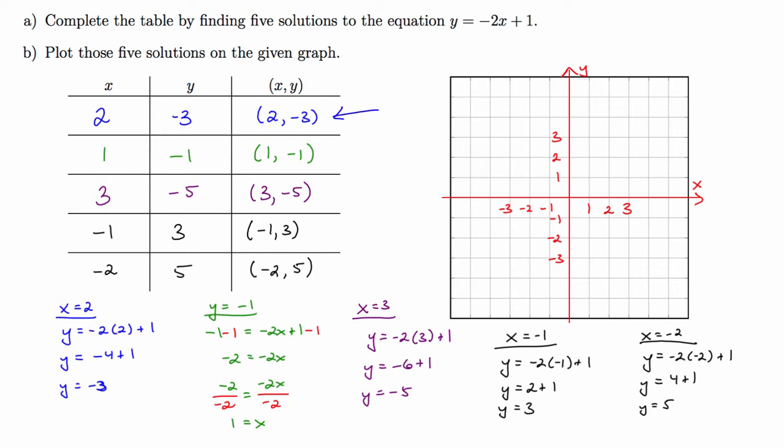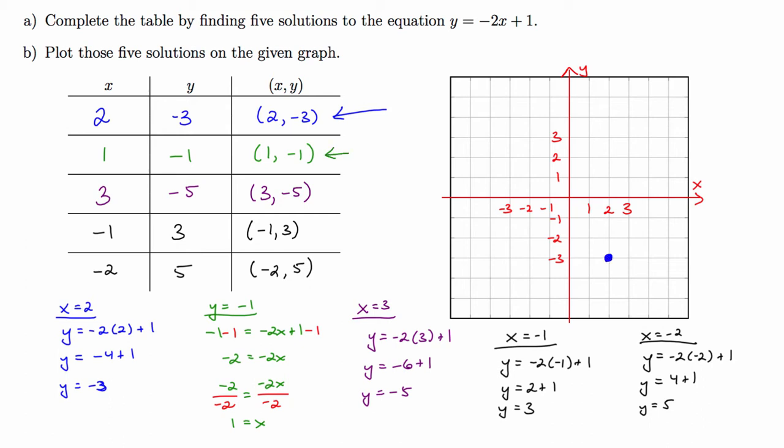So starting with the first point, 2, -3. We begin by starting at the origin, and from the origin, we now need to move 2 units to the right to get to an x value of 2, and 3 units down to get to a y value of -3. So that gives us our first point right there.